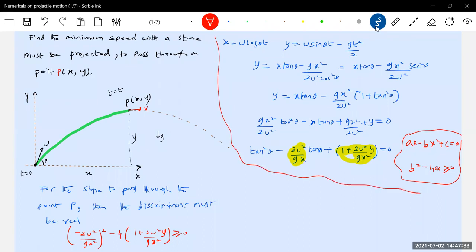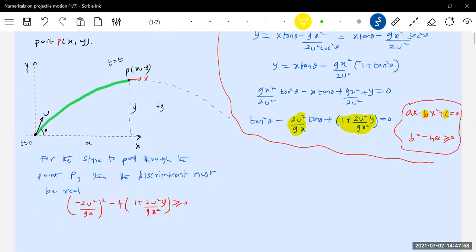I'll put a boundary like this. Okay, here is what I'm able to analyze. So, let's take minus 2u square by gx or gx square. What I wrote is only gx. Okay, let me expand this.